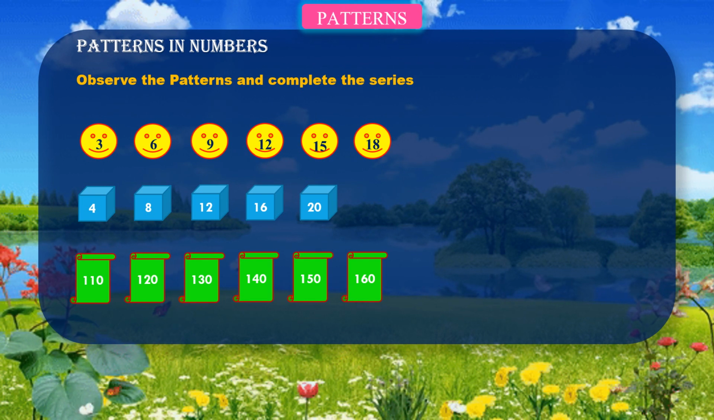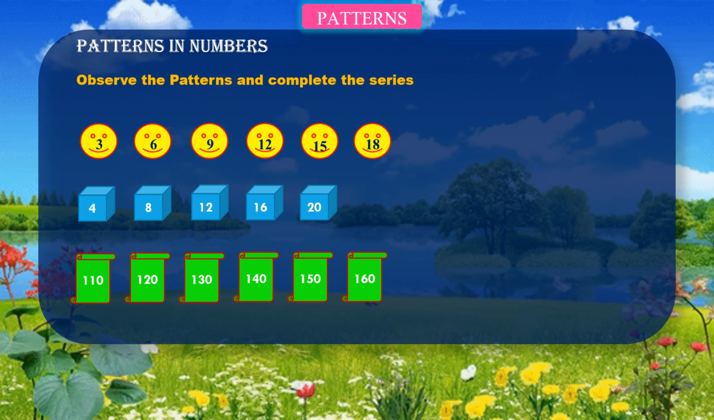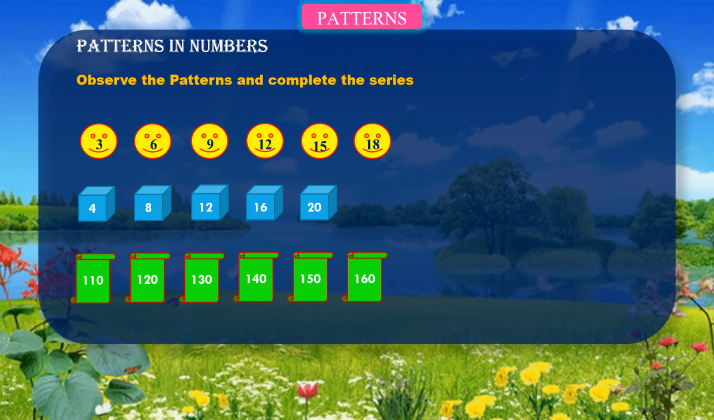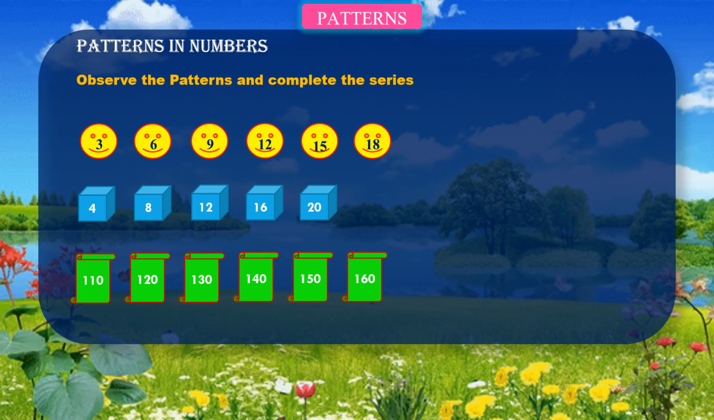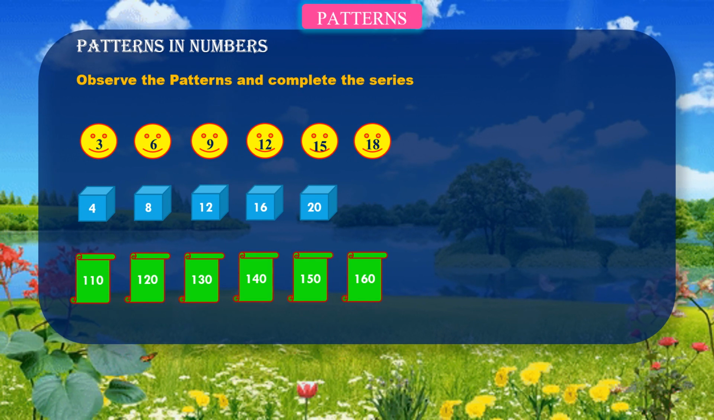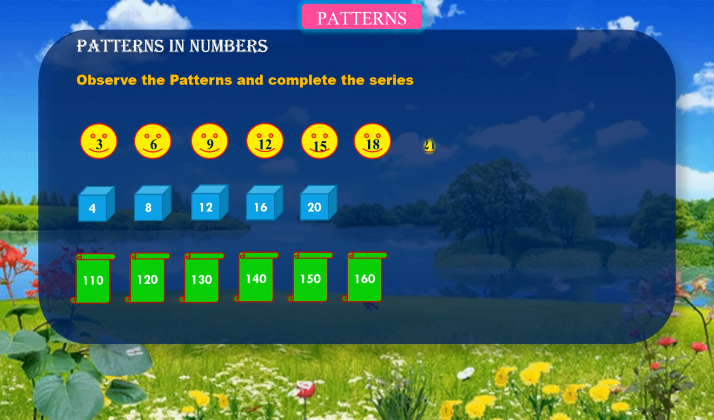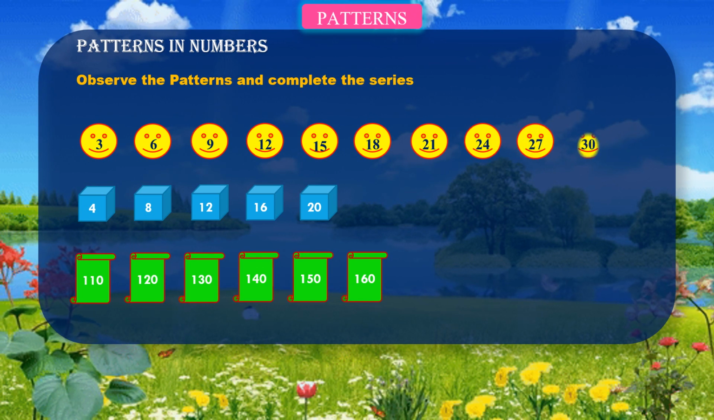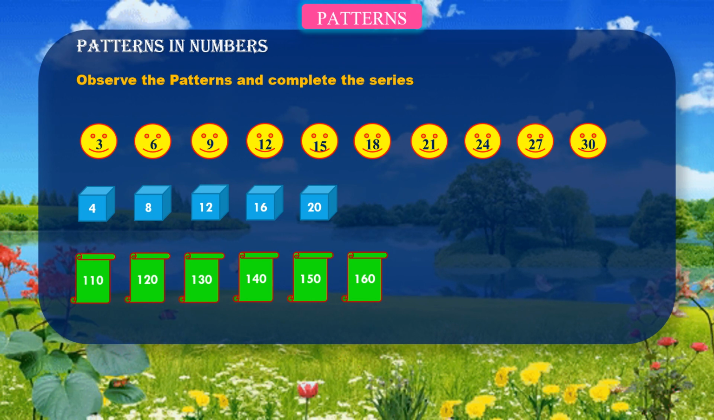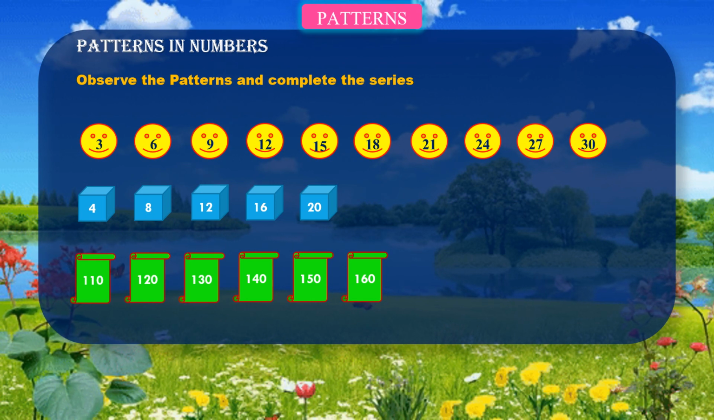First, we will see the first row. Tell me, what numbers are there in this row? Yes, 3, 6, 9, 12, 15 and 18. Students, can you guess something about these numbers? Yes, here the numbers are skip counted by 3's. What numbers come after 18? Yes, 21, 24, 27 and 30. In the second row, the numbers are skip counted by 4's.